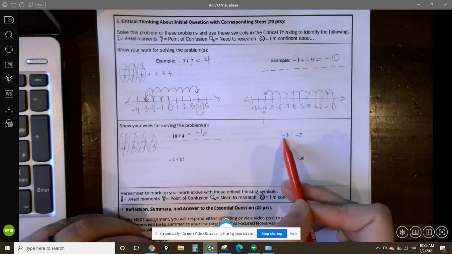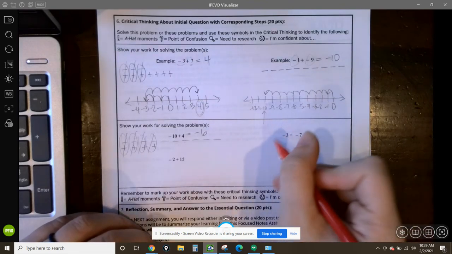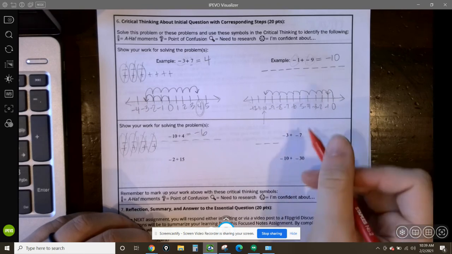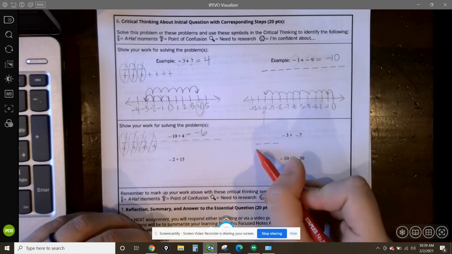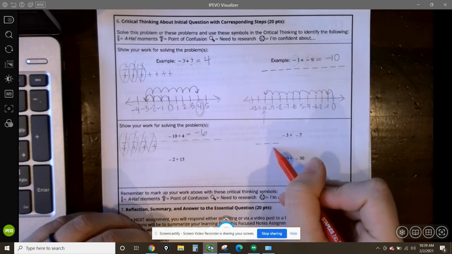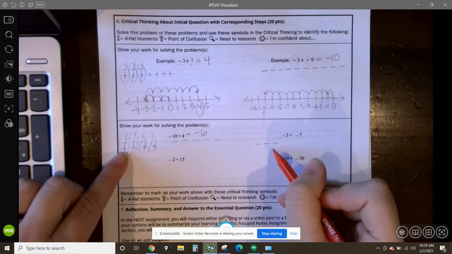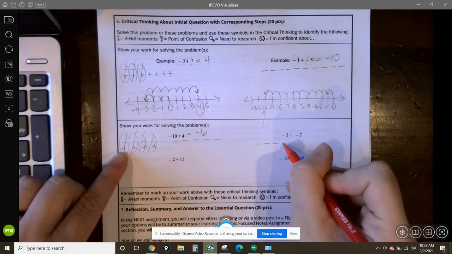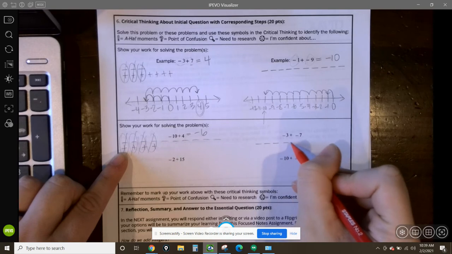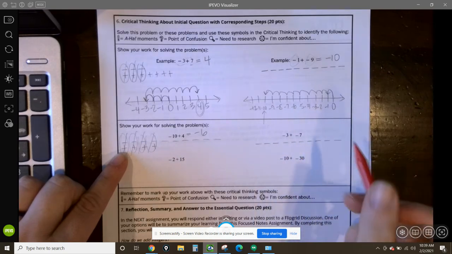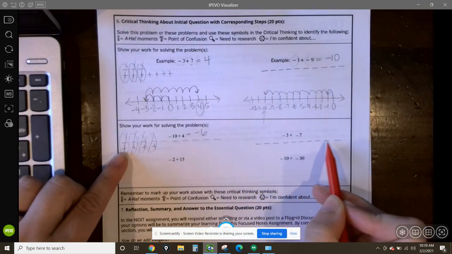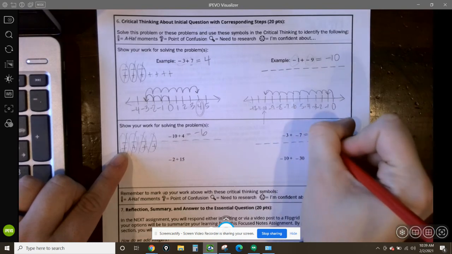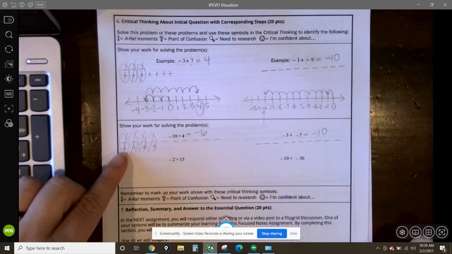Let's go to this one, -3 plus -7. So I have 3 negatives and then 7 more negatives. Make sure you don't try to put those underneath. Remember, that's where the positives go. Like if I'm going to cancel things out, these 7 negatives just keep going in the negative line. 1, 2, 3, 4, 5, 6, 7. So I don't have anything to cancel out. I just have 10 negatives. So -10 is my answer.